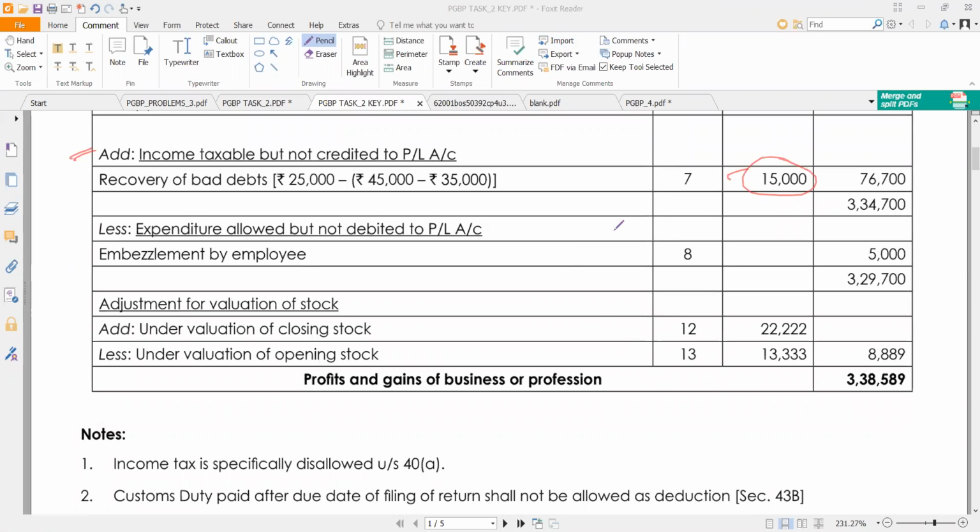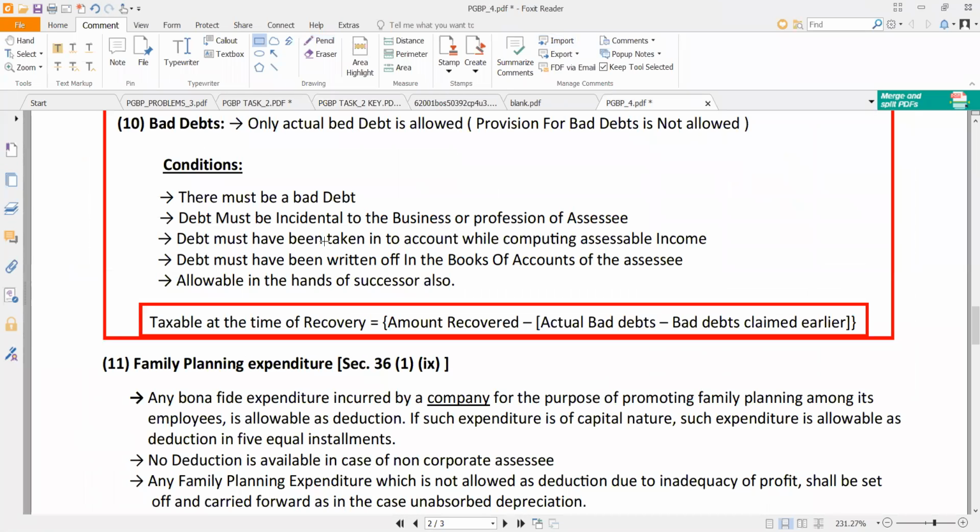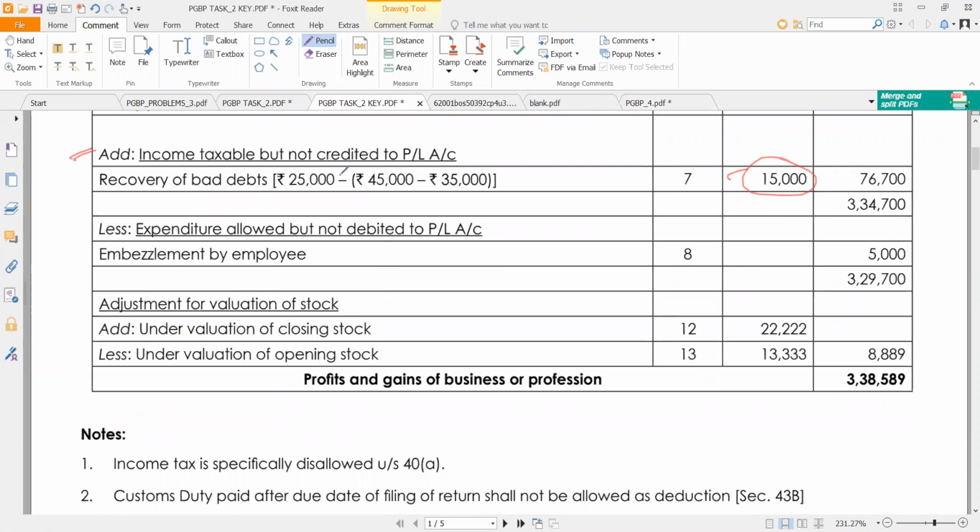Yeah. So that is a formula to be used. You need to remember that. Amount recovered minus, in bracket, actual bad debts minus bad debts claimed as a deduction earlier. So that is what is used here. 15,000 is taxable. That is also added here because it was not credited to P&L.